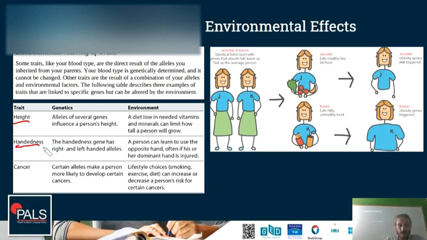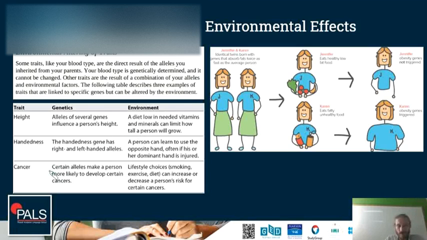Handedness, for example. The handedness gene has right and left-handed alleles. A person can learn to use the opposite hand, often if his or her dominant hand is injured, for example. Are you left-handed? Are you right-handed? Did you ever injure the hand that you use most often? Maybe you broke your arm once, and then you had to use your other hand. Again, an environmental factor that can change this.